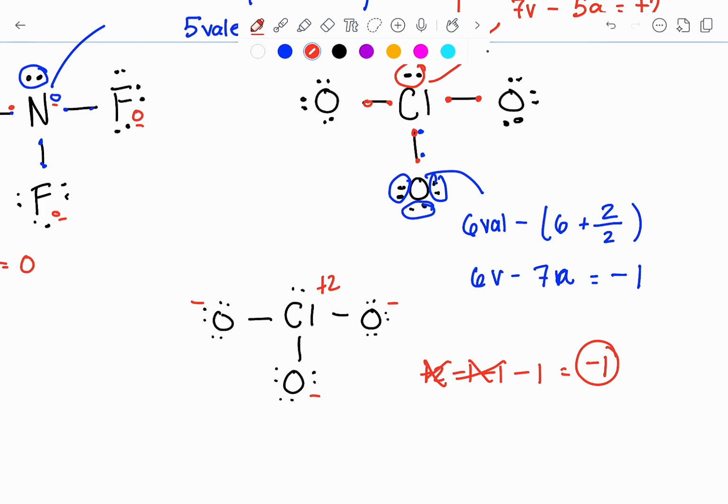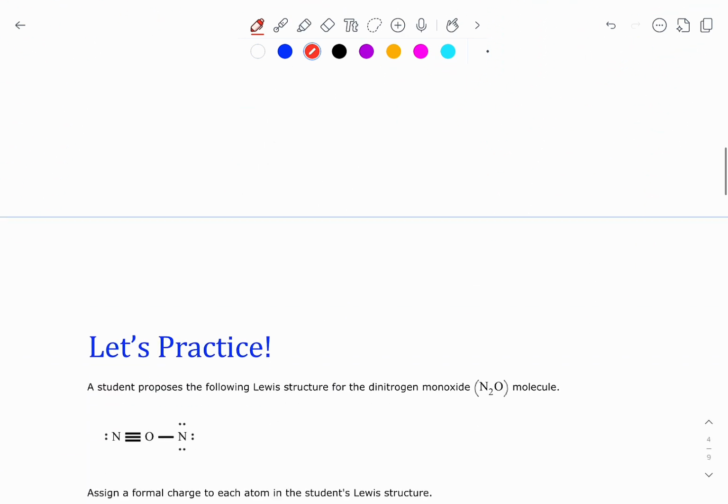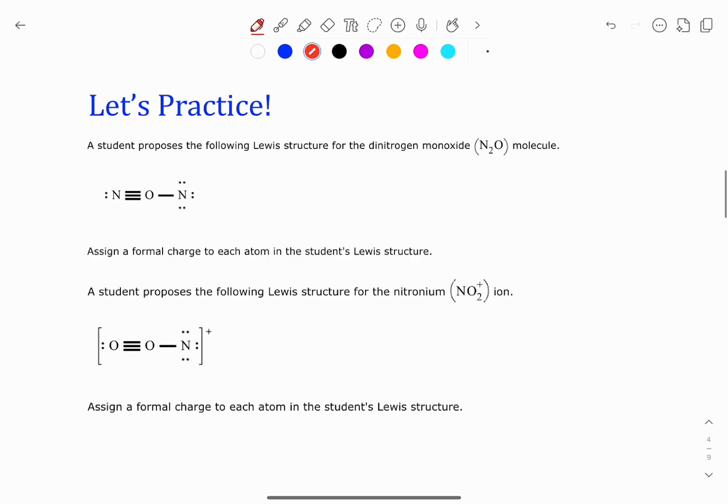So let's keep practicing this. Let's look at some from our ALEKS homeworks. Okay, I have 2 practice problems here that I want you to try on your own, just to see where you're at. Okay, so we have N2O and NO2+. So they have the structures drawn. What I want you to do is assign the formal charge for each atom in this student's Lewis structure.